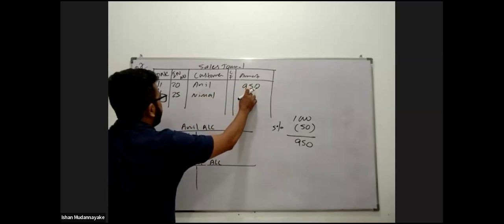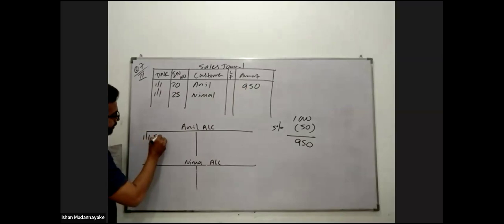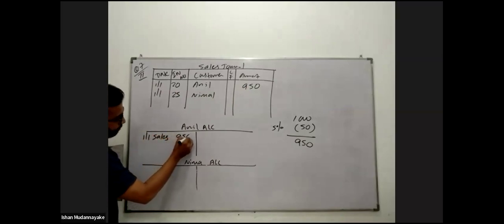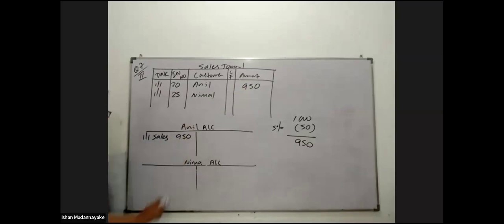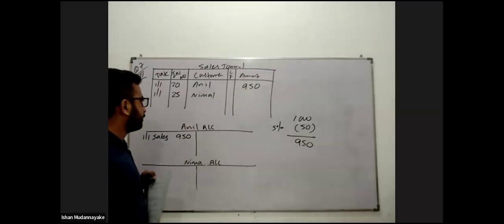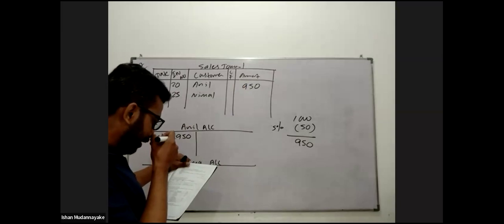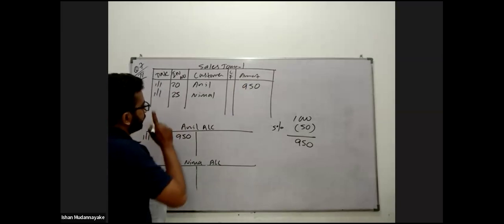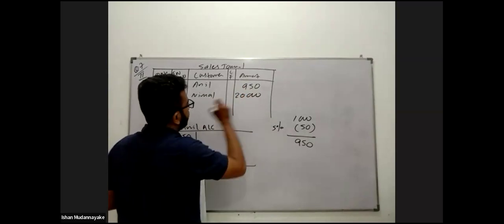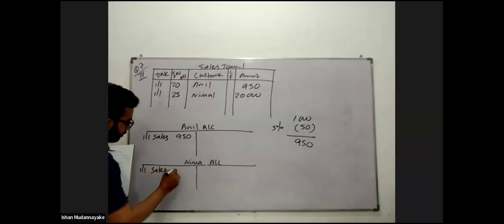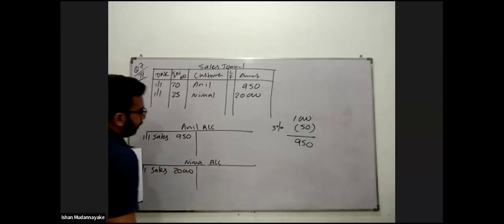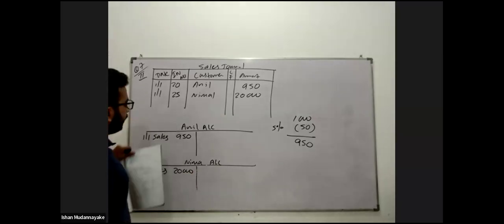Now this 950, Anil account debit, 1st January, sales 950. And then Nimal, photocopy paper 20,000. Nimal account debit, 1st January, sales 20,000. And then end of the month.